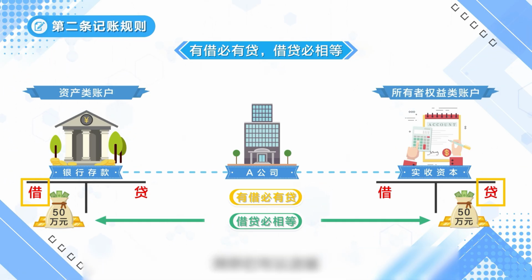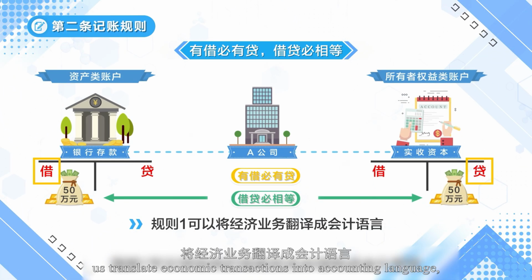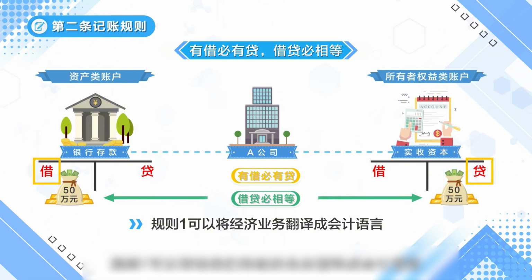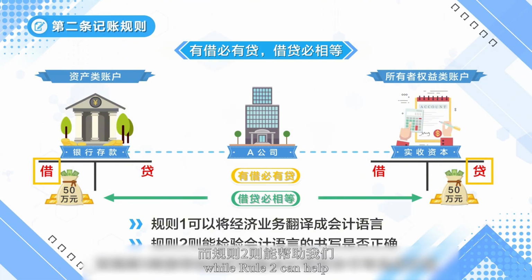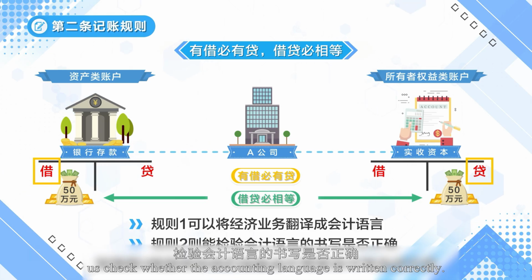You must have noticed that Rule 1 can help us translate economic transactions into accounting language, while Rule 2 can help us check whether the accounting language is written correctly.